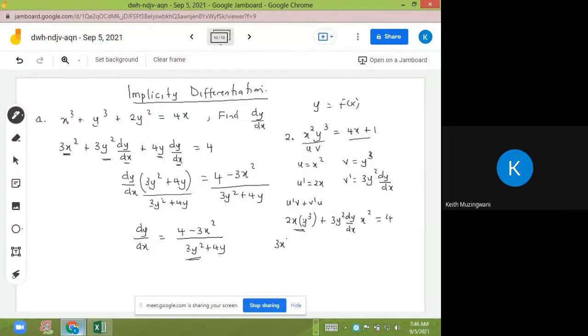Now we're looking for dy/dx. x squared times y squared times dy/dx is equal to 4. Let's take this 2x y to the power 3 to the other side. So we have dy/dx is equal to 4 minus 2x y to the power 3 over 3x squared y squared. So we have found dy/dx using implicit differentiation.